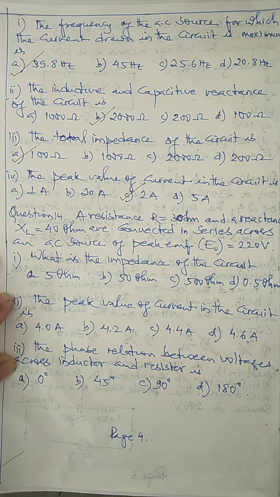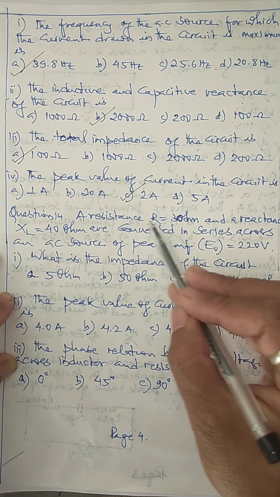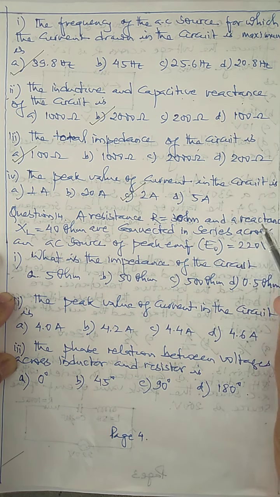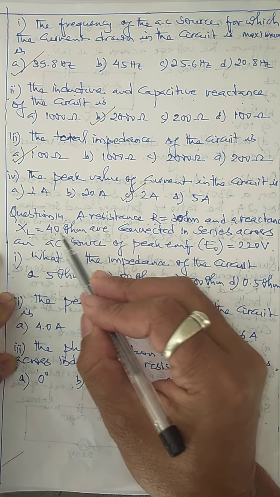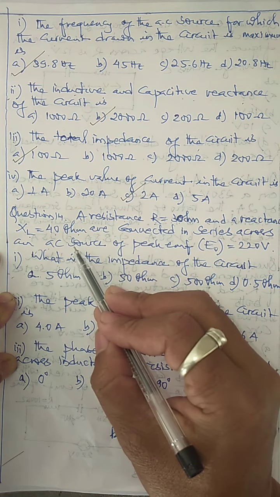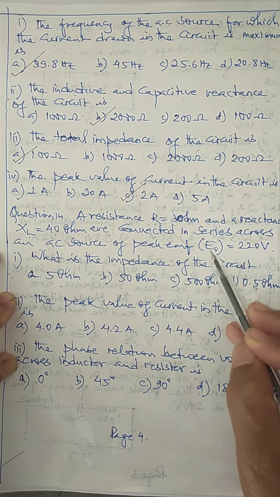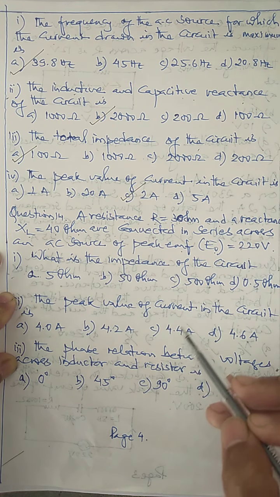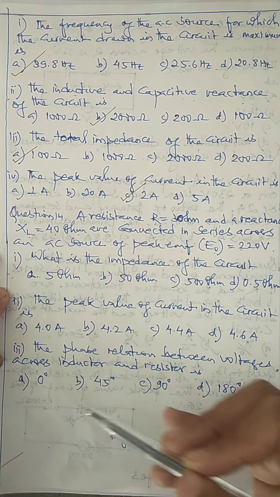Now we discuss the last question, number 14. This is also an important question. Question number 14 says that a resistance R equals 30 ohm and a reactance XL of 40 ohm are connected in series across an AC source of peak EMF E naught, also called voltage, 220 volt.